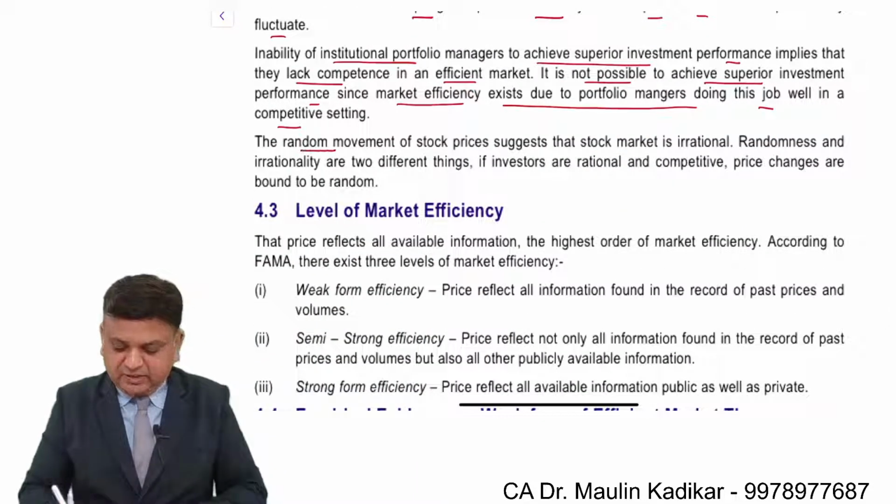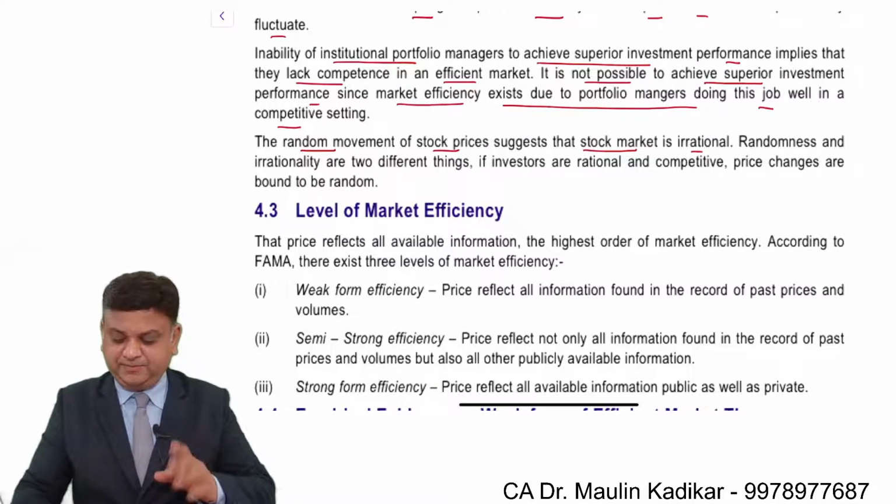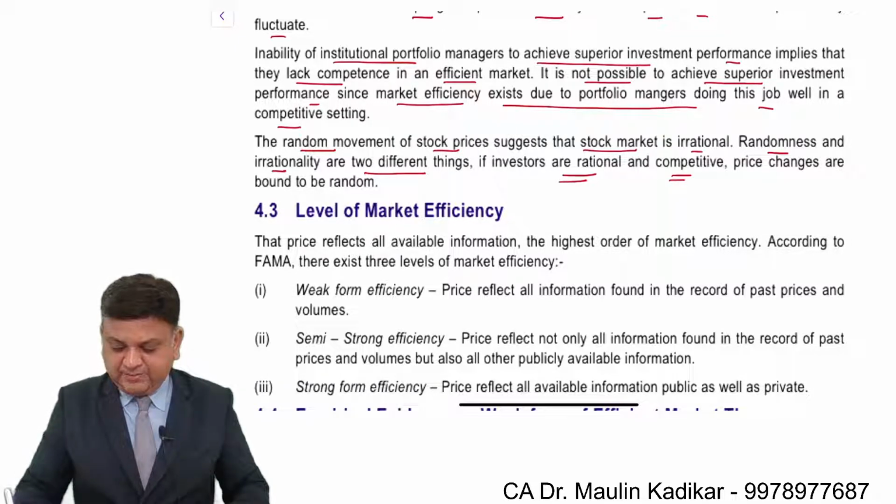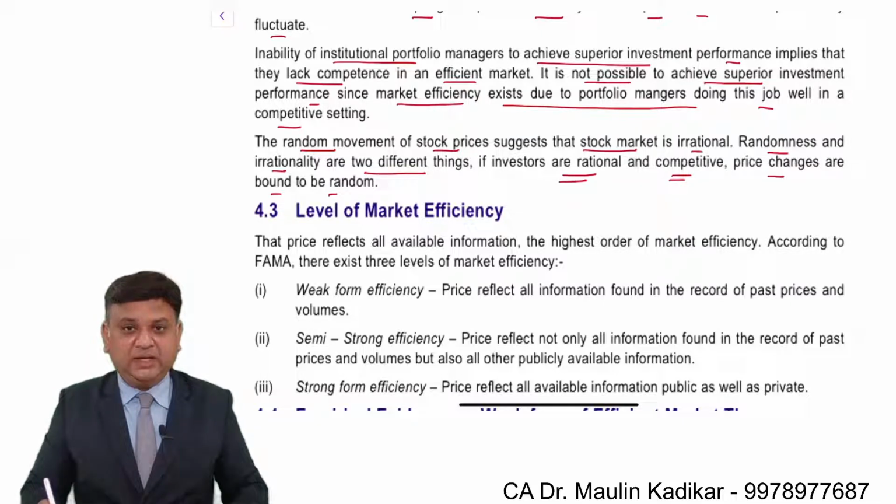The random movement of the stock prices suggests that the stock market is irrational. Randomness and irrationality are two different things. If investors are rational and competitive, price changes are bound to be random.